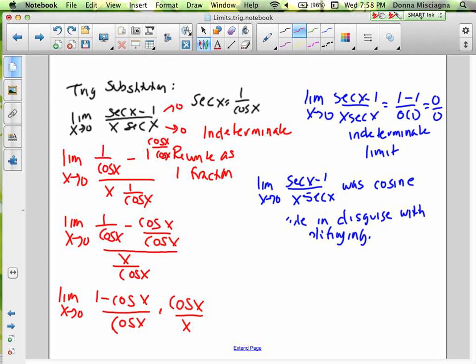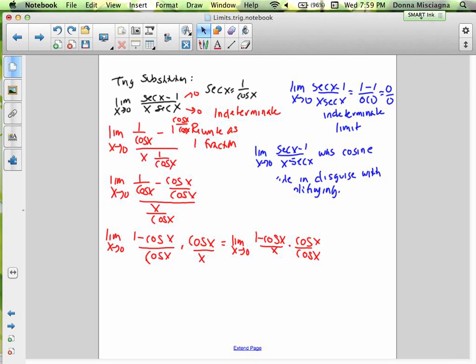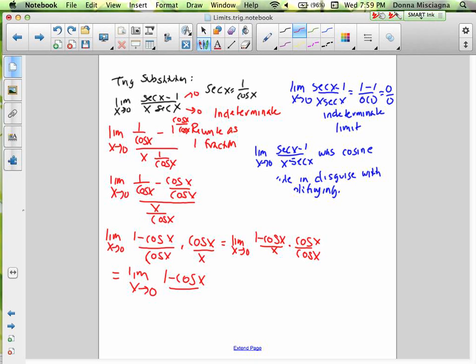Now I've got a product. So long as I don't try and split up that 1 minus cosine x, it's a product, right? I've got the 1 minus cosine x and the cosine x in the numerator, the cosine x and the x in the denominator. It doesn't matter if I flip them. So the limit as x approaches 0, 1 minus cosine x over x times cosine x over cosine x. Well, that's just going to be 1. So I need a smidge more space. I'll write down here, equals the limit as x approaches 0 of 1 minus cosine x over x, that's just times 1.